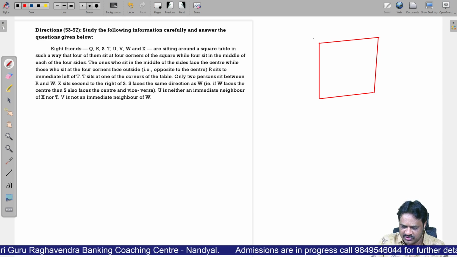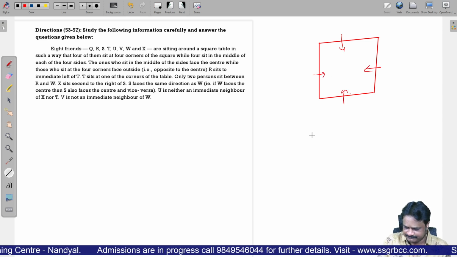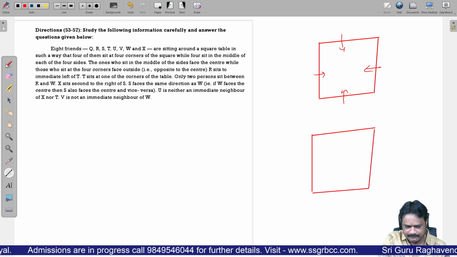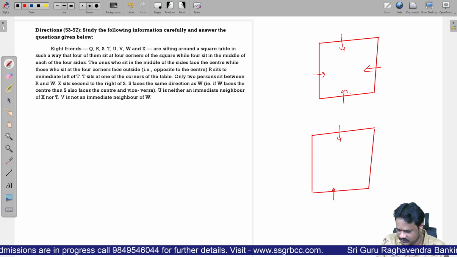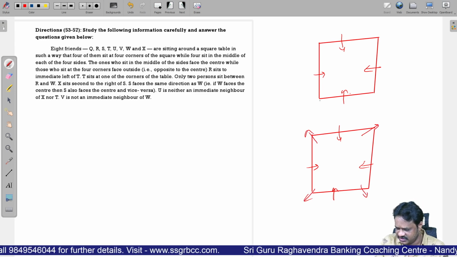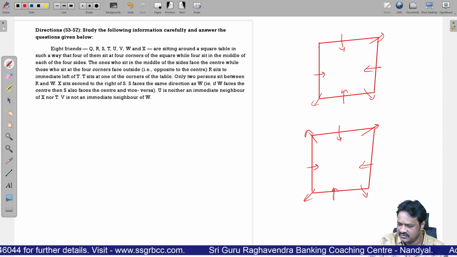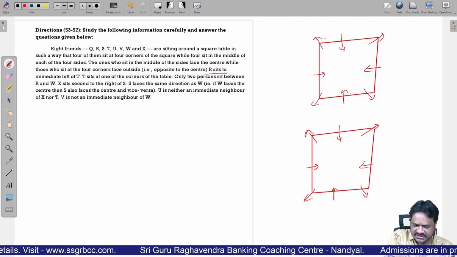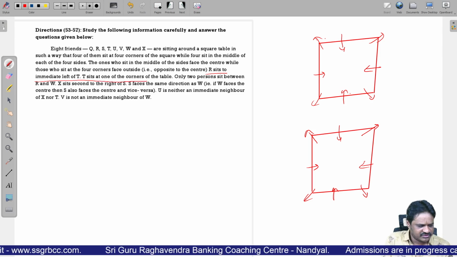Here, those who are sitting in the middle, they are facing the center. Those who are sitting in the corner, they are facing outside. R is sitting immediate left of T. T is at one of the corner.